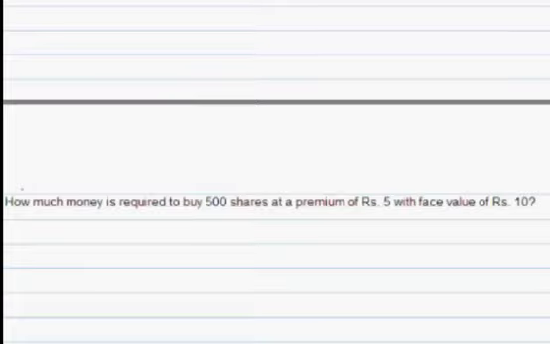We should first understand what is given. In all problems we should first understand what is given. So let us read the question. How much money is required to buy how many shares? 500 shares. So the first thing we note down is the number of shares. Number of shares is 500.